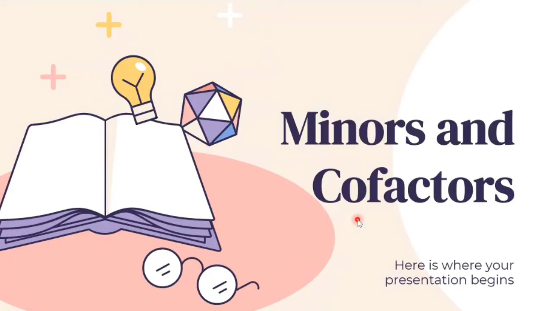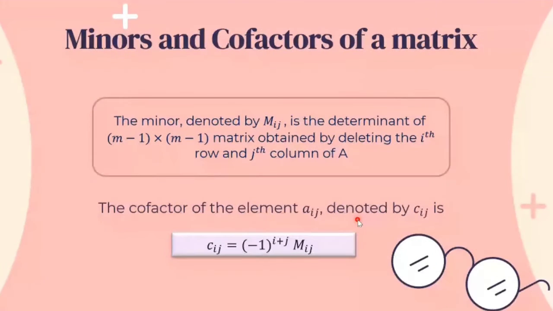So today I'm going to explain the subtopic of determinants of matrices, which is minors and cofactors of matrices. First, the minor denoted by Mij is the determinant of the (m minus 1) times (m minus 1) matrix obtained by deleting the i, which is the row, and j, which is the column, of A. The cofactor of the element Aij, denoted by Cij, is given by this formula.